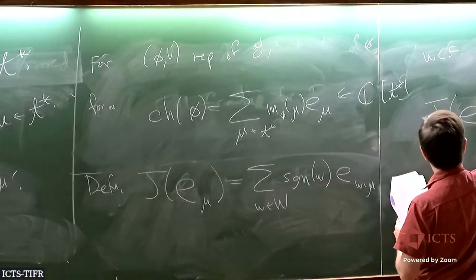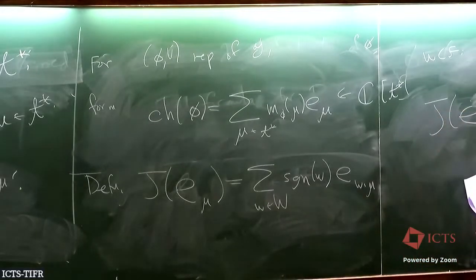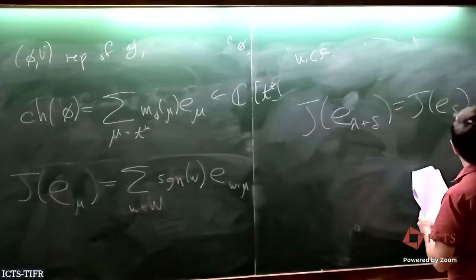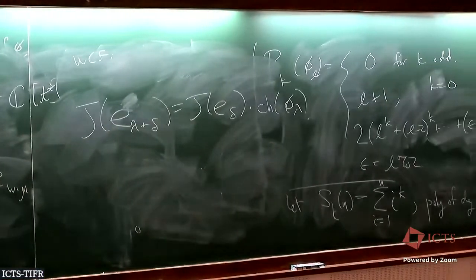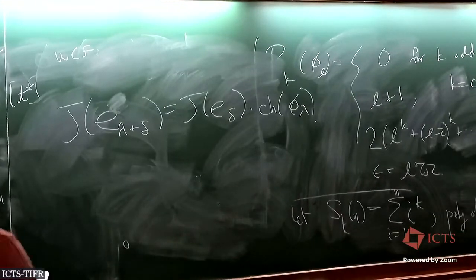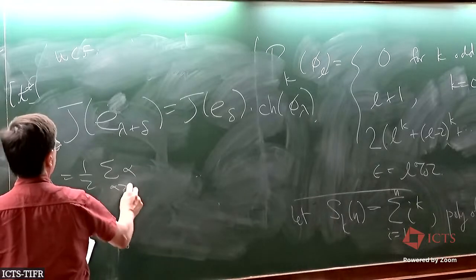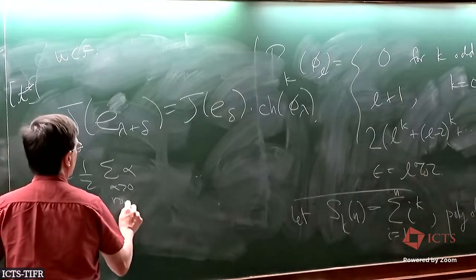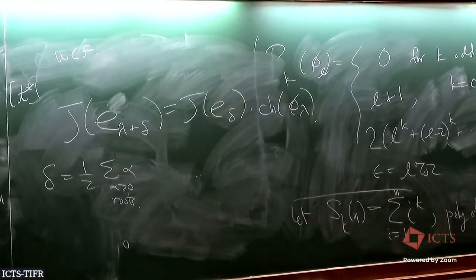Anyway, the Weyl character formula is J of e^(lambda plus delta) over J of e^delta equals ch of lambda. The multiplication is happening in this group algebra. Delta here is, as usual, half the sum of the positive roots. That's probably very familiar to many of you.